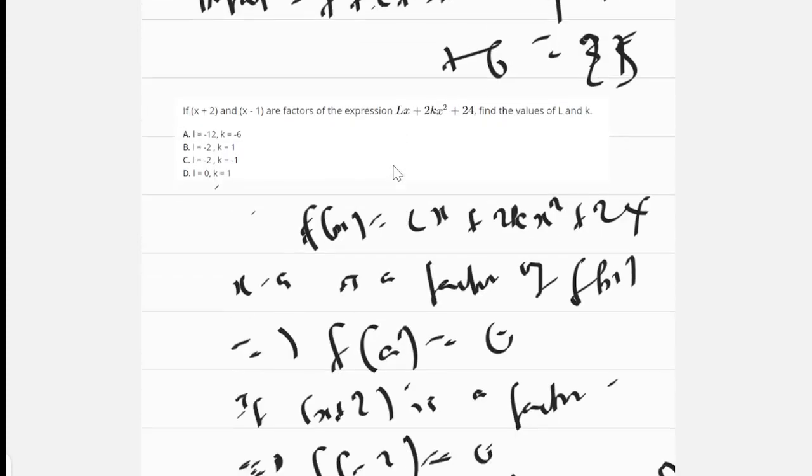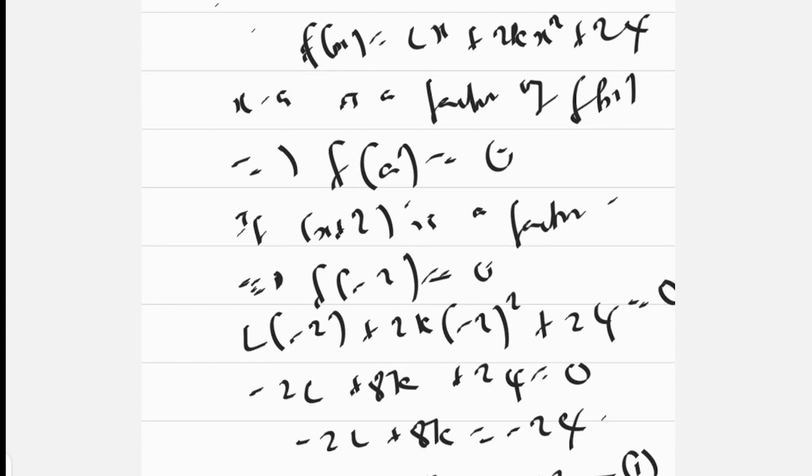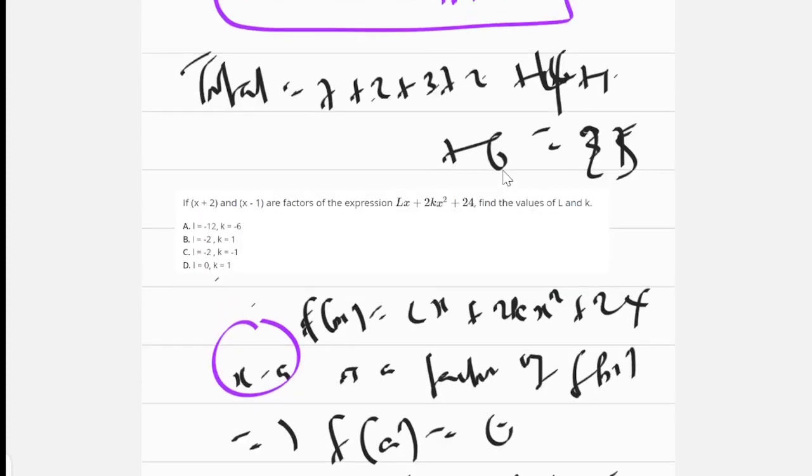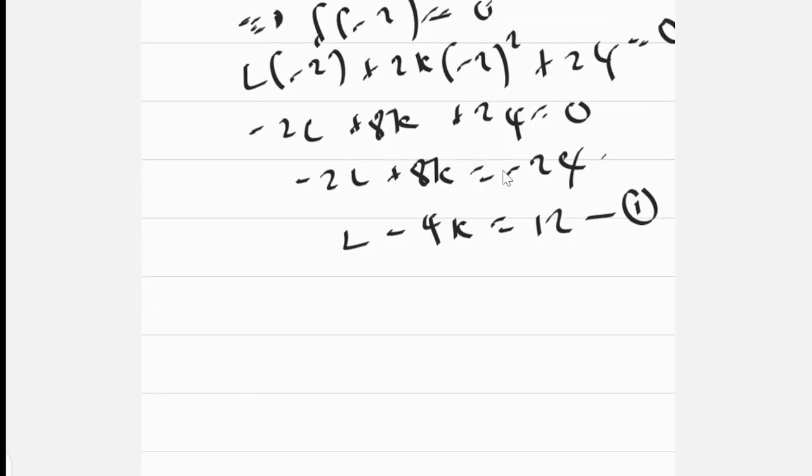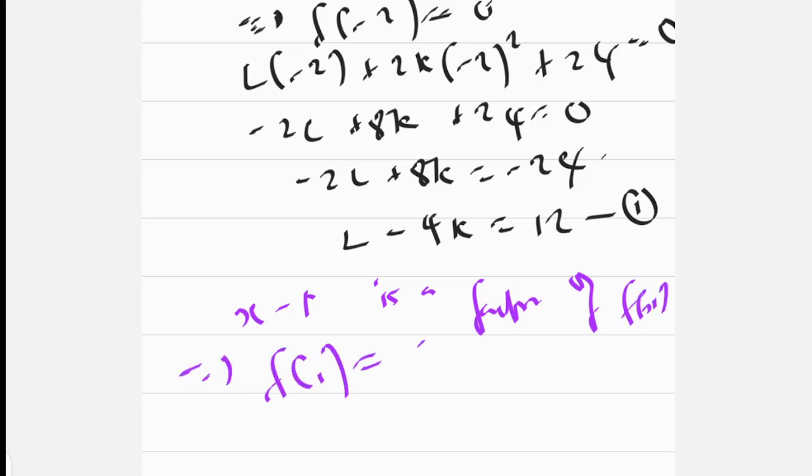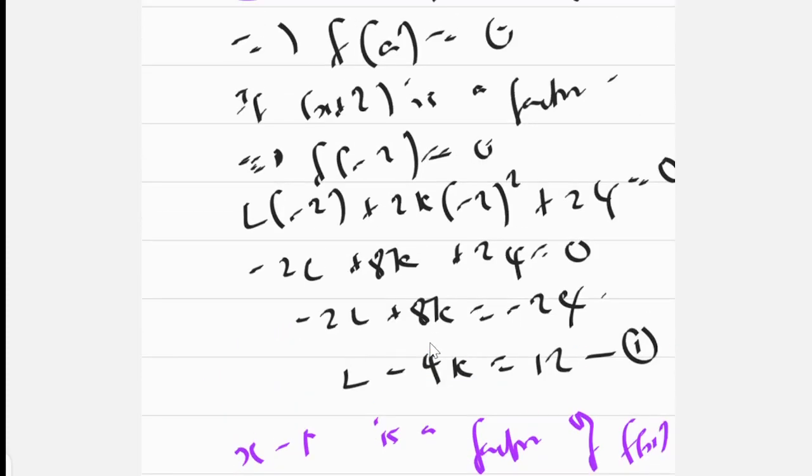Okay, and s minus 1 is also a factor. If s minus 1 is a factor, don't forget from the factor theorem, if s minus a is a factor, it means f of a is equal to 0. So if s minus 1 is a factor of f of s, it implies that f of 1 must be 0. So f of 1 is 0.